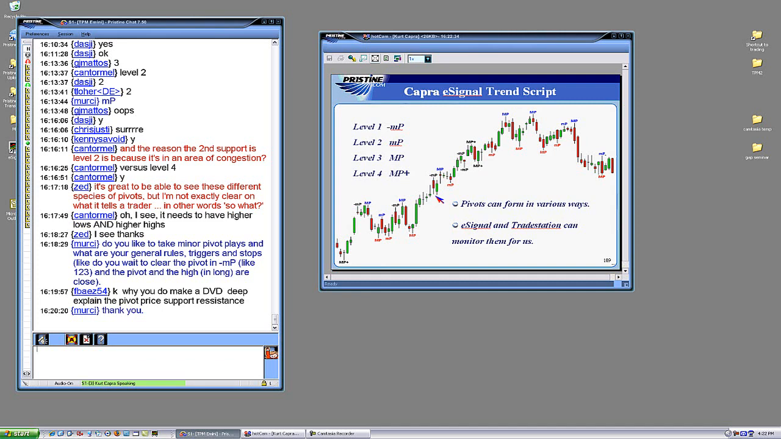Now that's what's nice about having the scripts. We don't have to sit there and say, well, all right, here it looks like a pivot. Now let me count the bars to the left and to the right. All right, so it's nice to have this script to be able to do that for us. And then we just monitor the trend.